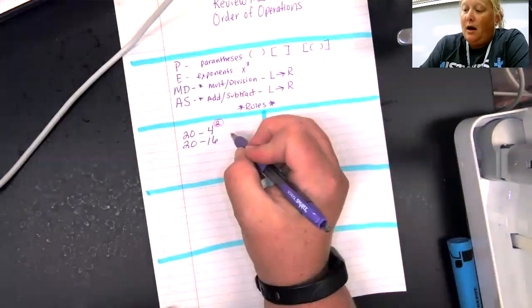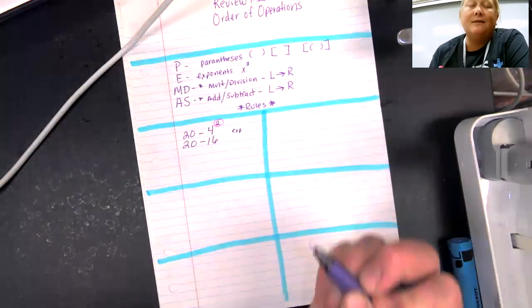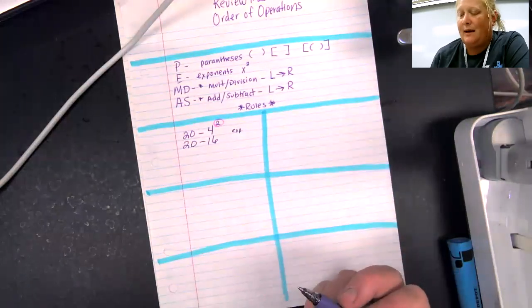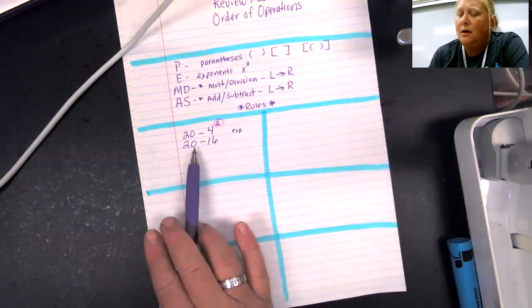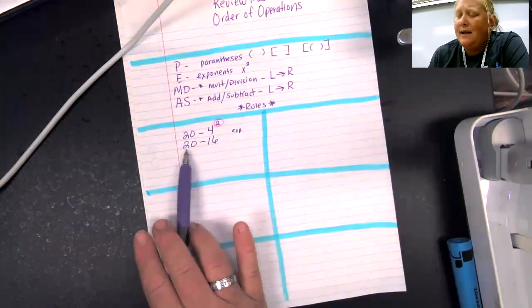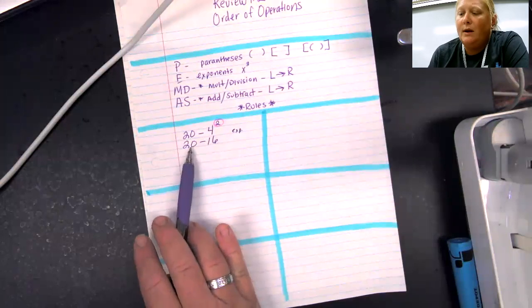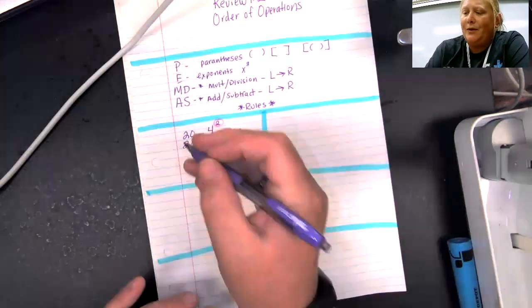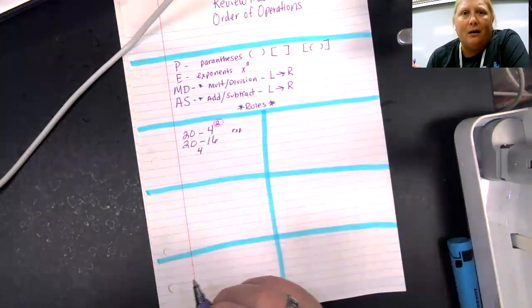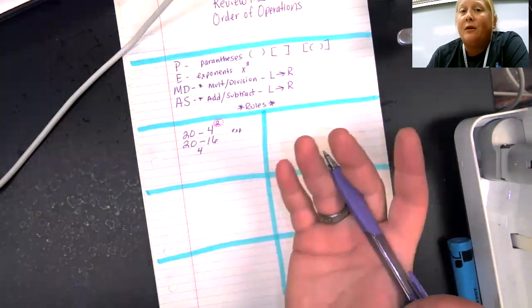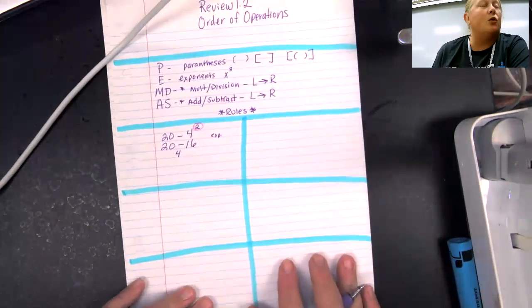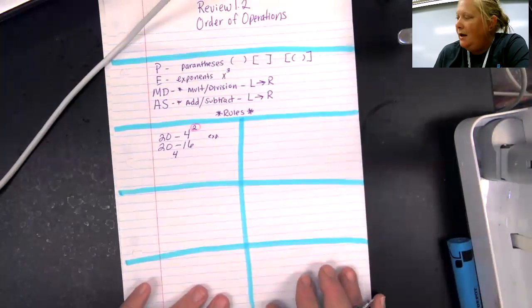So I took care of my exponents. Now, do you have to write that off to the side? No, you don't have to write that off to the side. All right, so what am I left with? Subtraction. Do I have anything else going on? I don't. So what is 20 minus 16? Well, that's easy. That's 4, okay? So with that being said, then that makes it a little bit easier. We know that everyone that does this problem is going to get the same answer, okay?